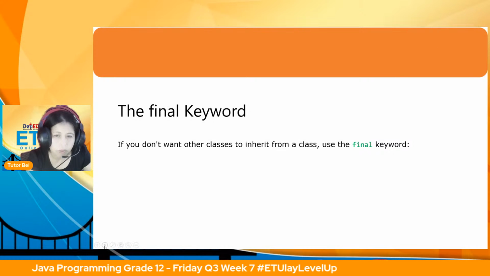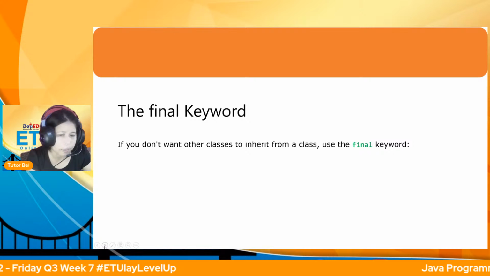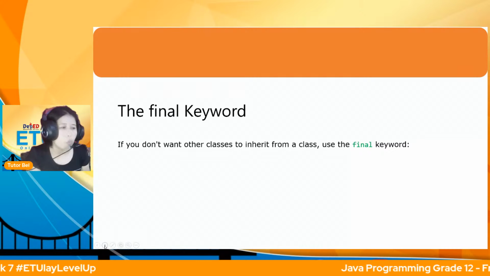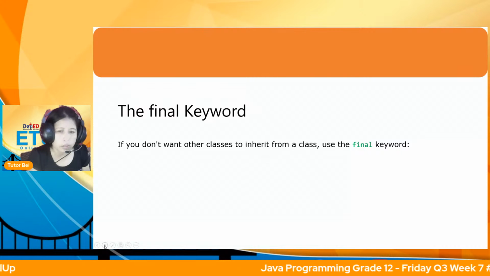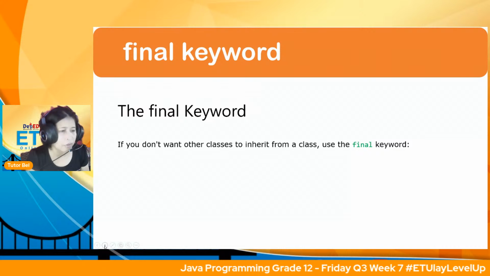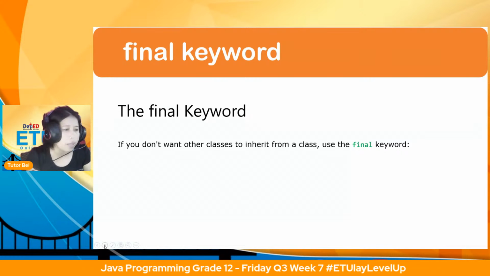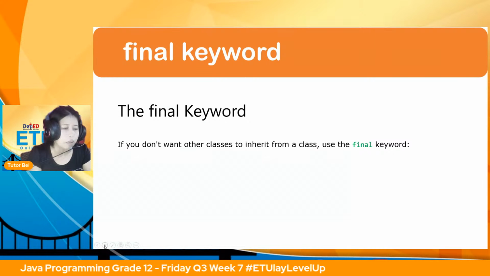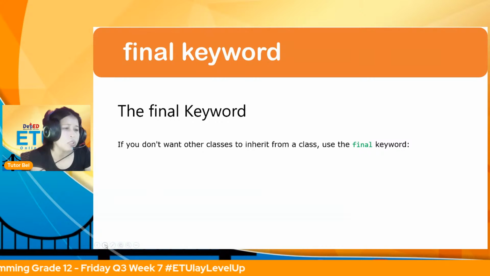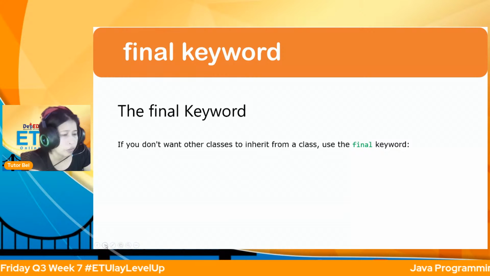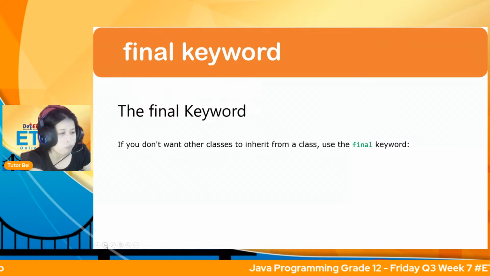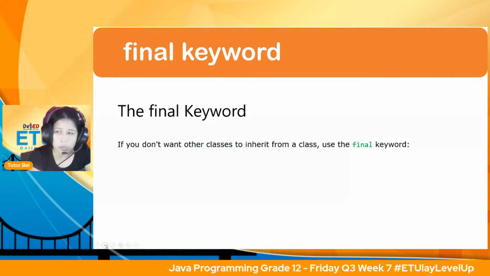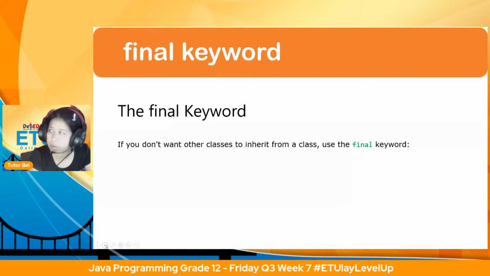Okay. So earlier we said how you do the overriding. This is the keyword. The keyword is the final keyword. If you don't want other classes to inherit from a class, use the final keyword. So that's what you do in overriding. You use the keyword final.